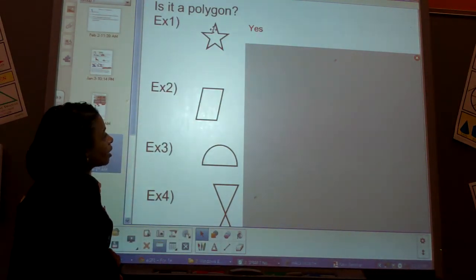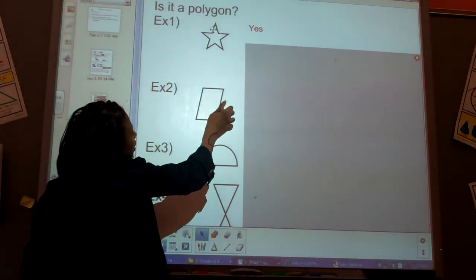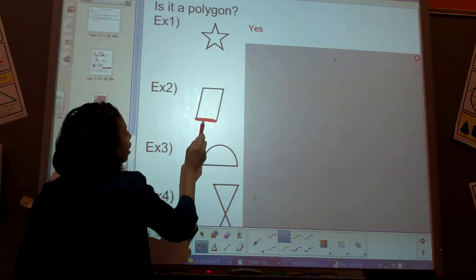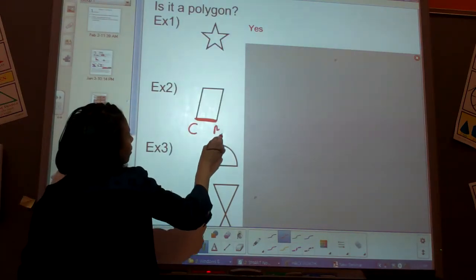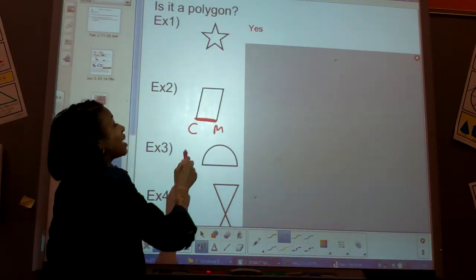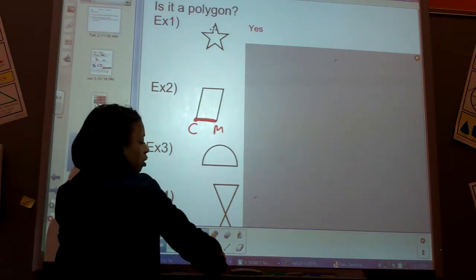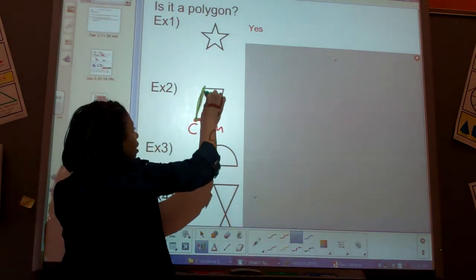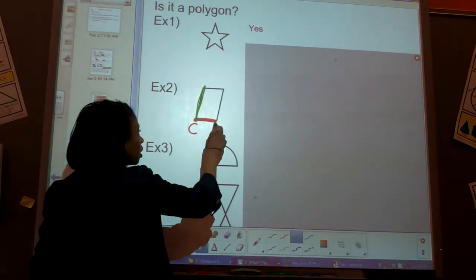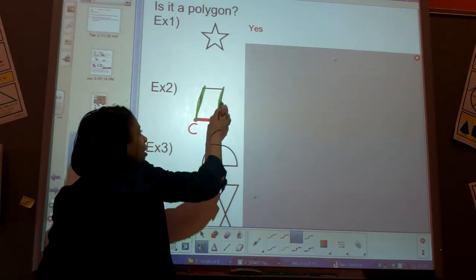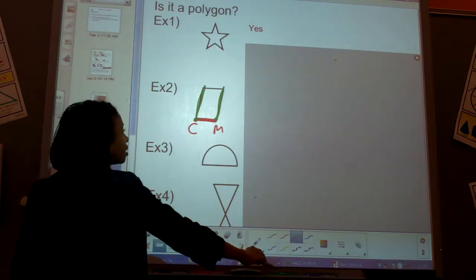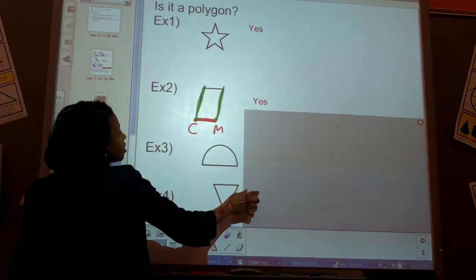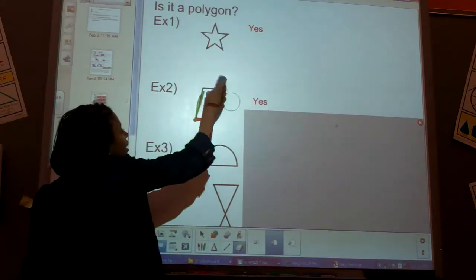example 2. Is this a polygon? It looks like a yes to me, because for this segment here at the bottom, and I'll call that CM, does endpoint C connect to another segment? It does. This one right there. Does endpoint M connect to another segment? It does, right there. Does that happen on all of the segments? The answer is yes. Therefore, this is going to be a polygon.